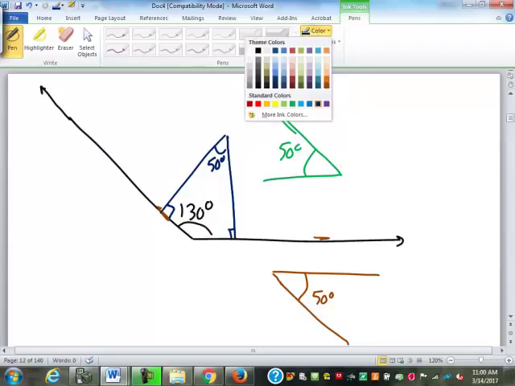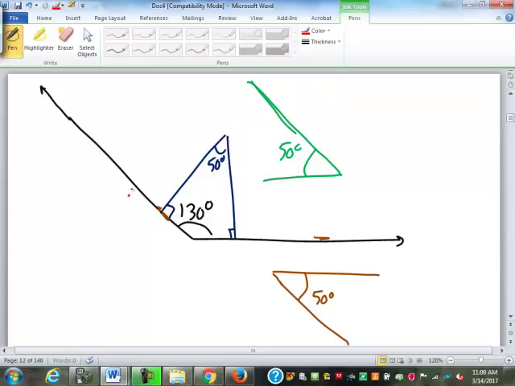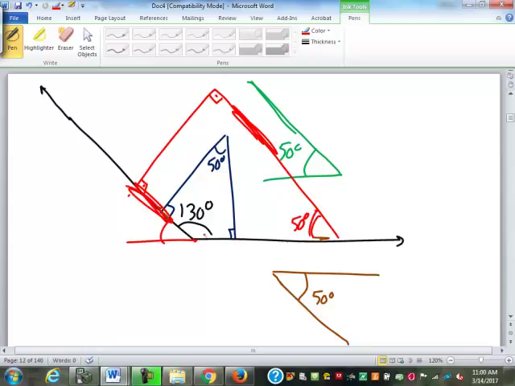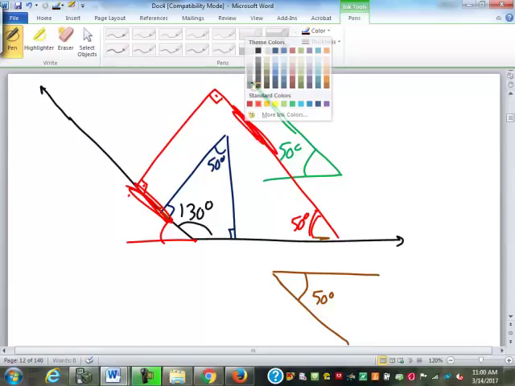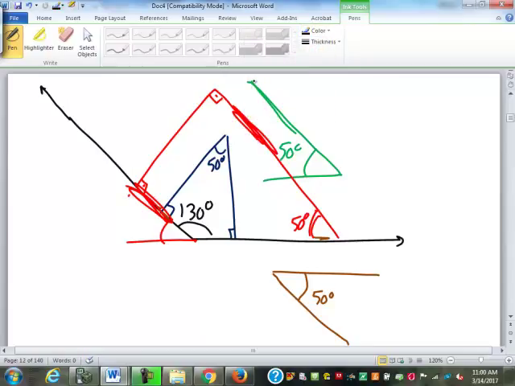What if I have a wall coming off of here perpendicular? A right angle here. What's this angle have to be? 50. Why? If these are two right angles, that means this line and this line are parallel. So this angle here would have to equal this angle out here if I extended it. Okay.